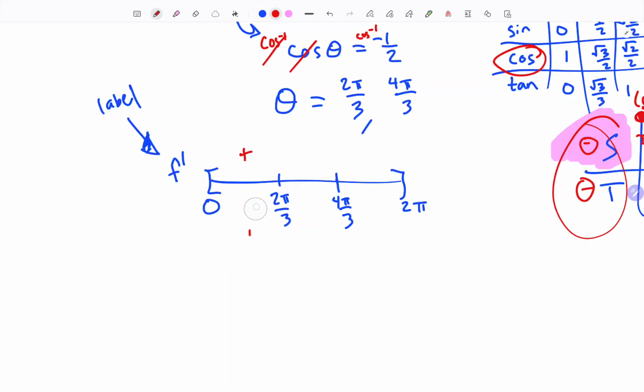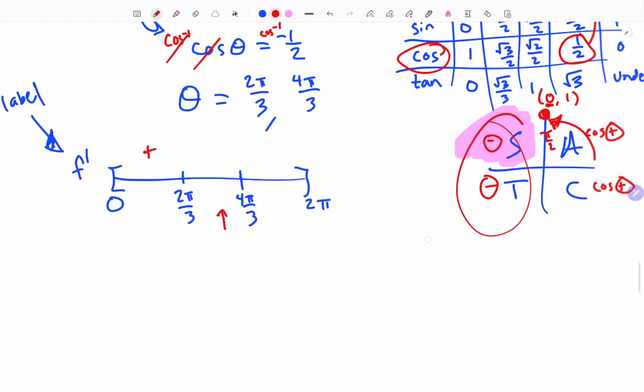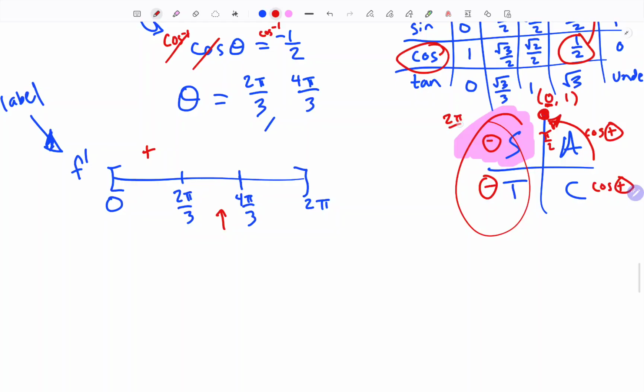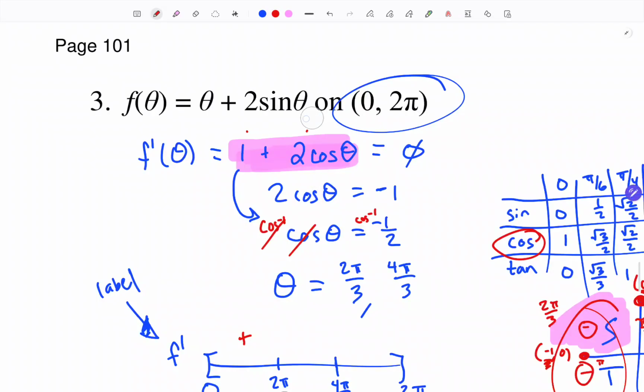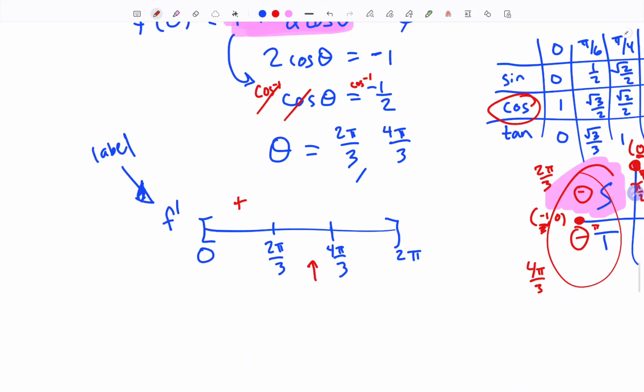So we have positive. Now let's plug in a number here. In between, 2 pi over 3 is this quadrant, 4 pi over 3 is down here. The easiest thing to plug in would be pi, -1, 0. So when I plug in pi, cosine is -1. So this is going to be 1 plus 2 times -1. That's 1 minus 2, which is a negative sign. So it's going to be negative.